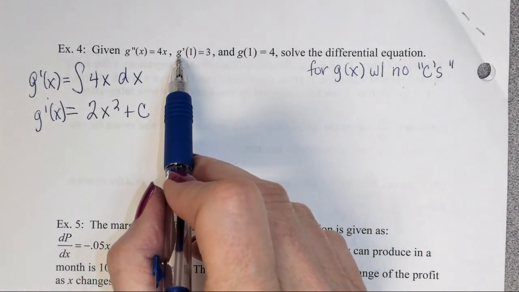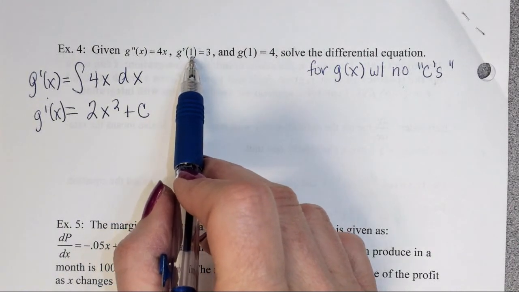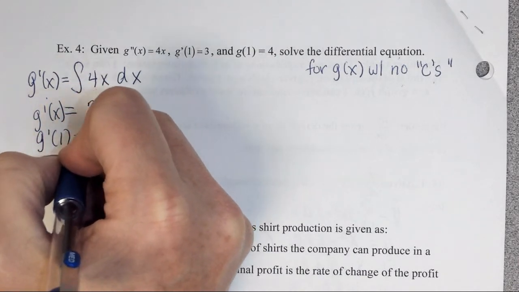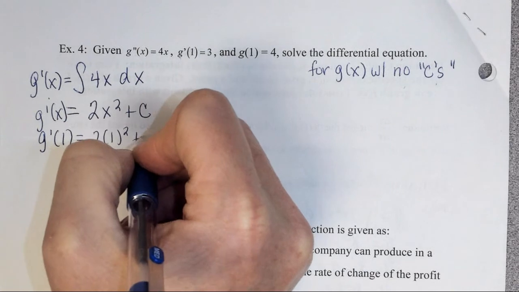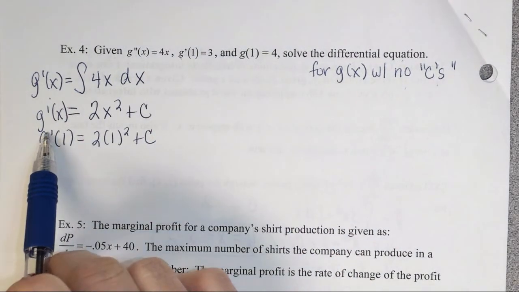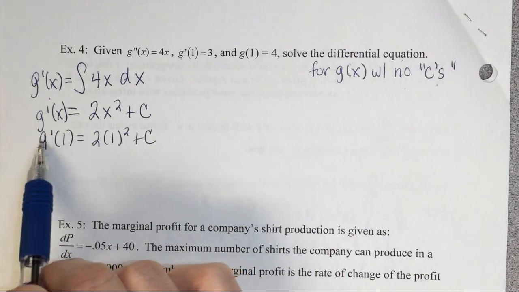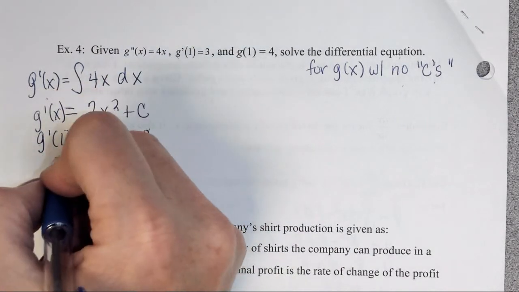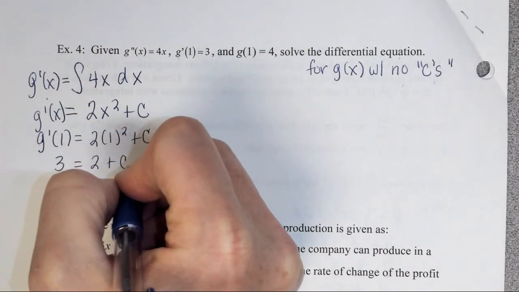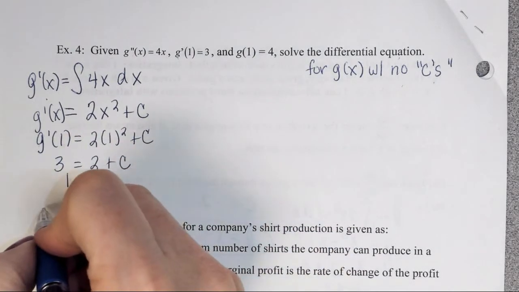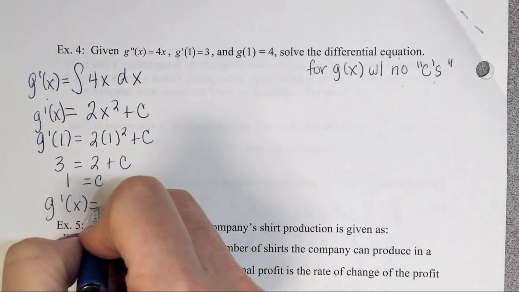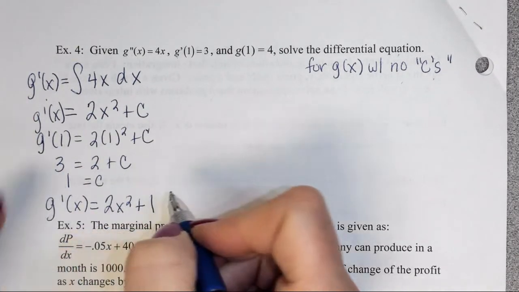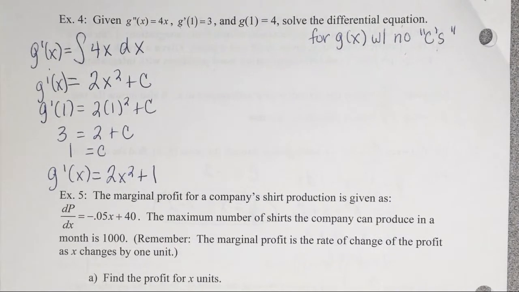But look at the other information they give us. Go to your second clue. g prime of 1 is 3. So wherever I have an x, I'm going to have to plug in a 1. And then they tell me what is g prime of 1. What did they tell us g prime of 1 is? No, g prime of 1 is 3. So then c has to be 1. So now I know g prime of x, I go back up here, has to be 2x squared plus 1. That's my g prime of x function.